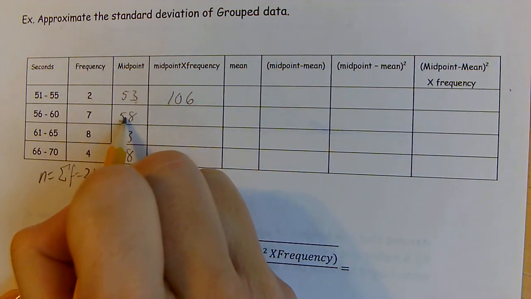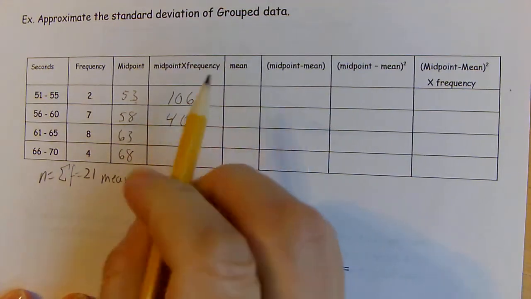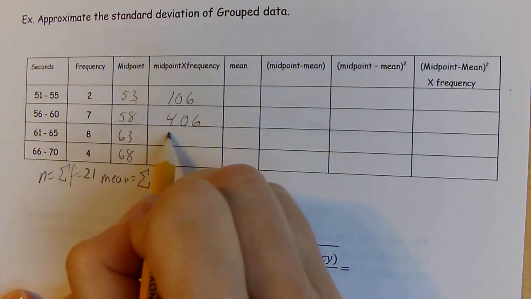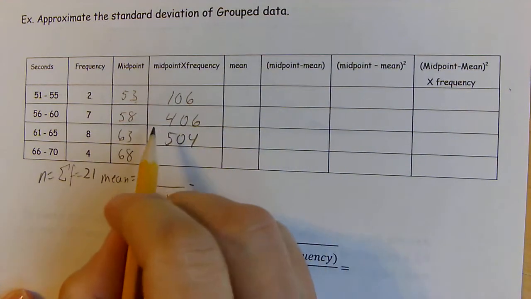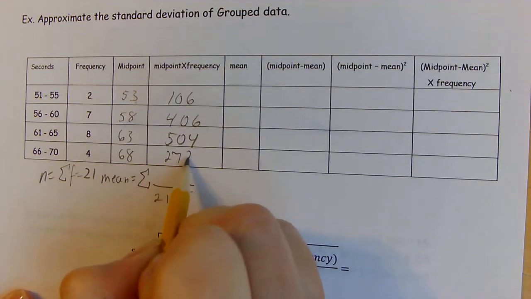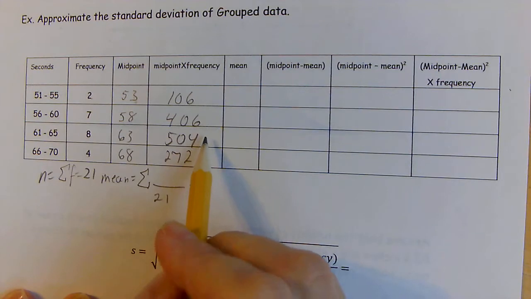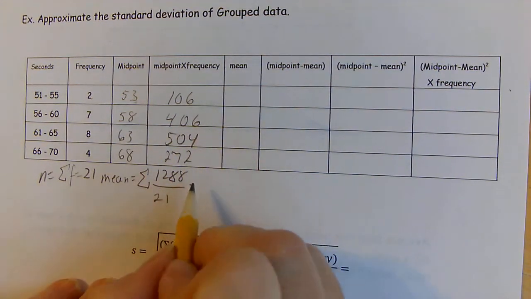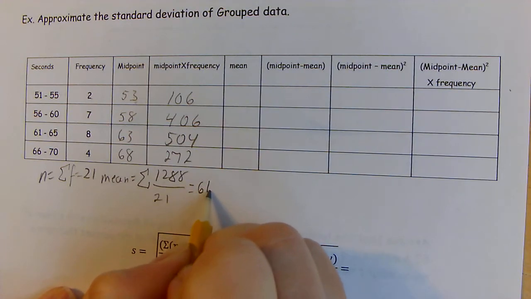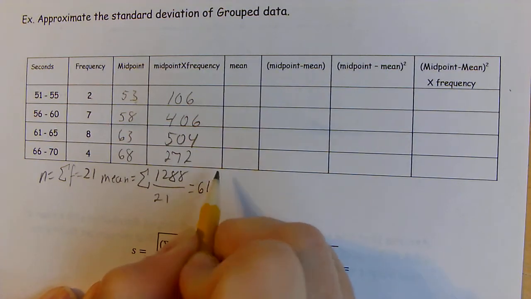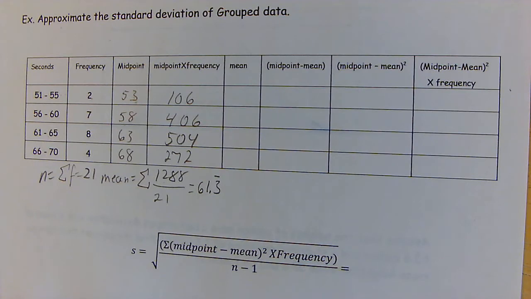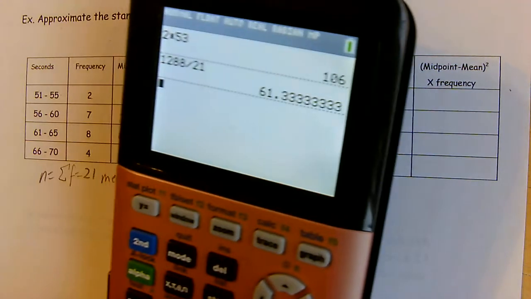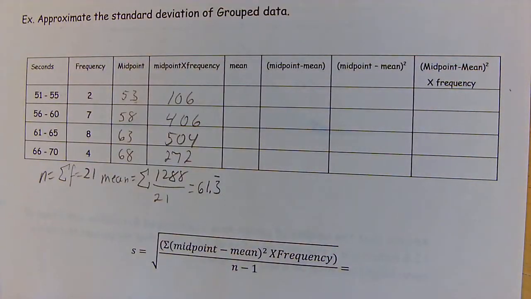7 times 58 is 406. 8 times 63, 504. 4 times 68, 272. Add those up, 1,288. So I did round that to 1 decimal place. So the mean is going to be 61.3.